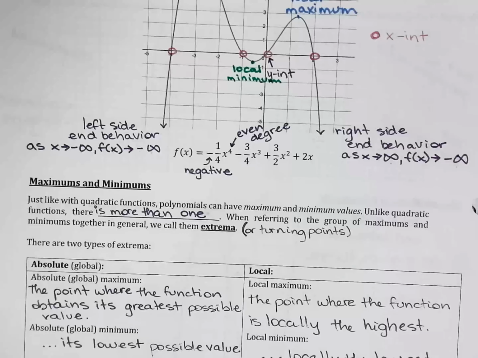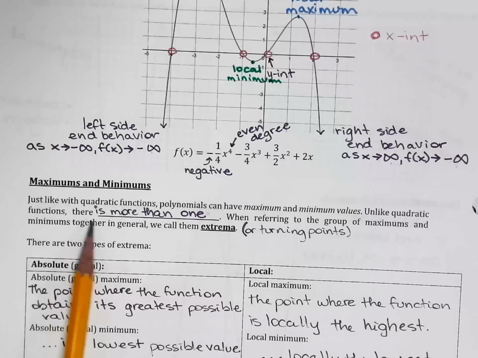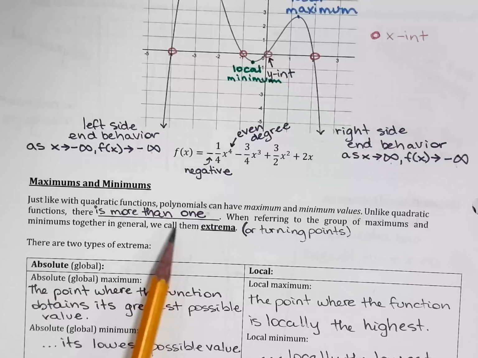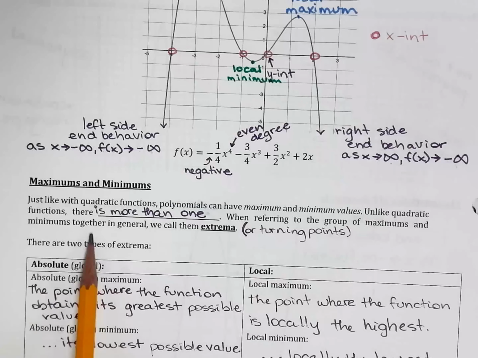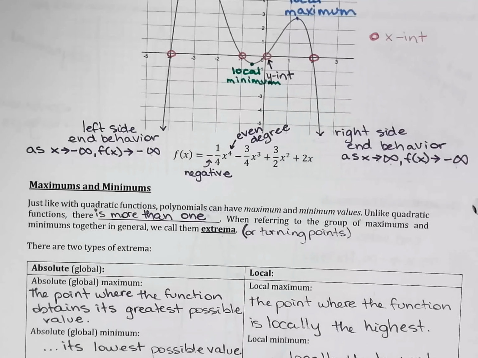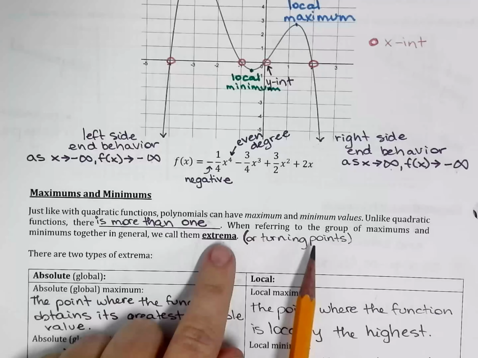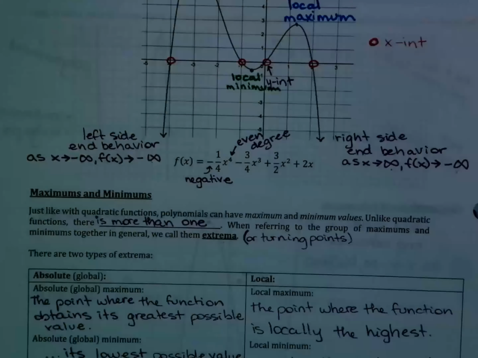So, minimums and maximums. Just like the quadratic function, polynomials can have maximum and minimum values. Unlike quadratic functions, because it's a polynomial, you will have more than one minimum or maximum. When referring to a group of maximums and minimums together, in general, we call them extrema or turning points. Depending on what book you're following, you can see either way of asking about the extrema or turning points.